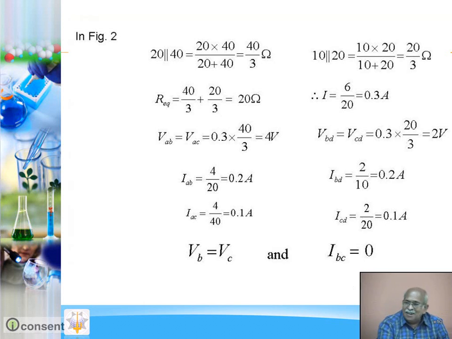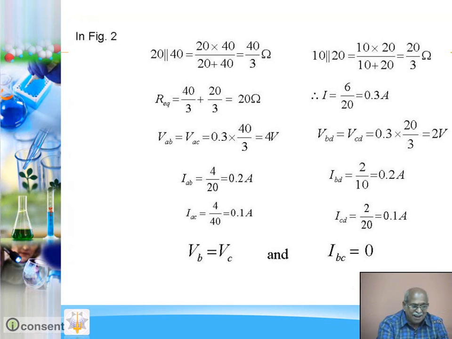So how much current is supplied by the battery? Ohm's law. It is all repetition now. So current is V upon R. V is 6, R is 20. So current supplied by battery is 0.3 ampere. Now because of this current, what will be potential difference from A to B? Same as A to C.